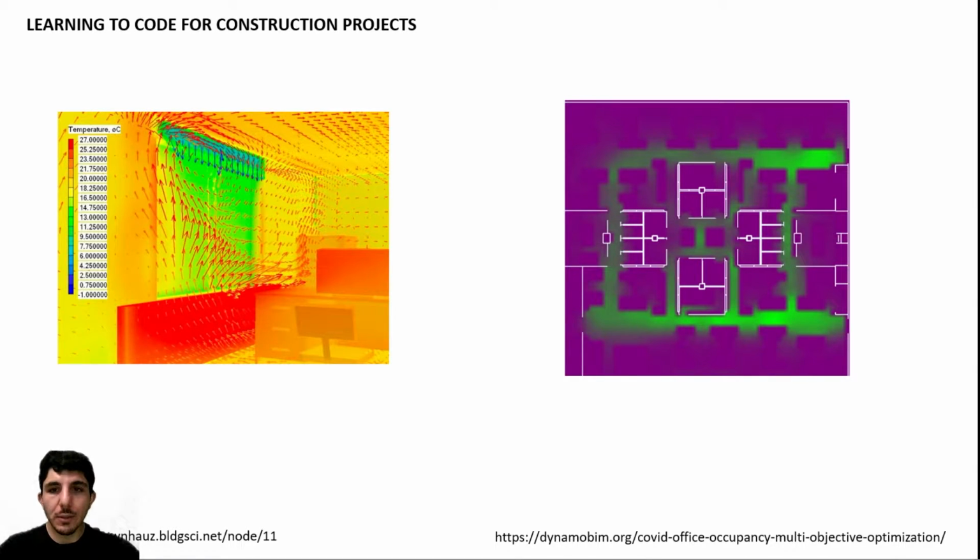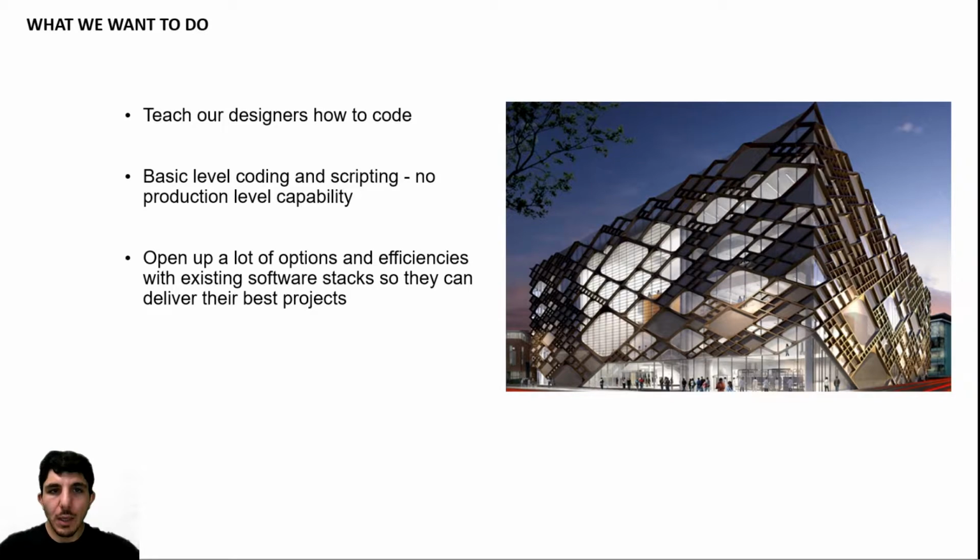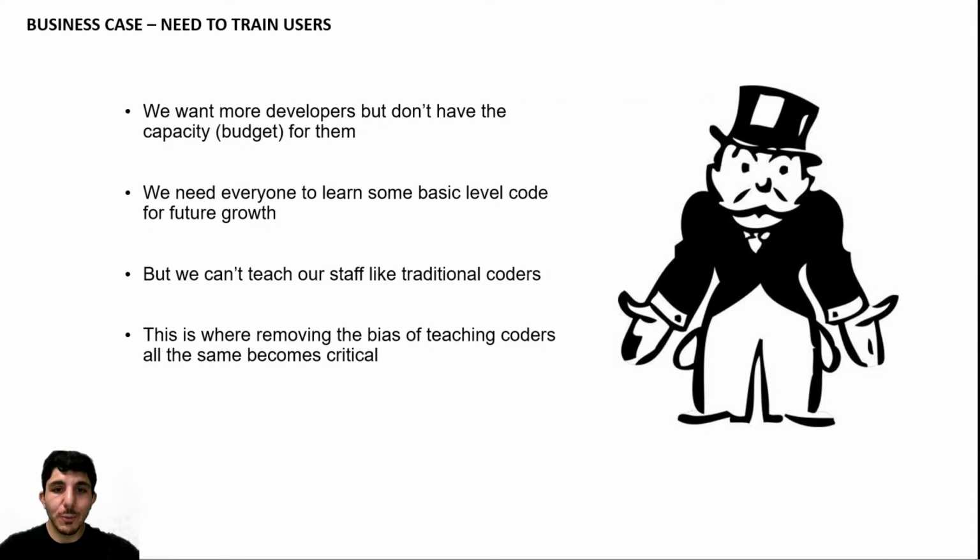But to get the most out of it, they need to learn a little bit about coding so they can interface with the APIs of these software packages. And that's our goal, to teach them a little bit about coding. Basic level, just scripting, nothing production, just know enough to get going. Basic tooling, very straightforward, to make the most of the existing software stack they have. The problem is we don't have a DevOps team, we don't have a big programming team. So in order to future-proof our operations and get the best results from our team, and make sure they can do the best project they are capable of, we did teach them how to code, but not like traditional coders.